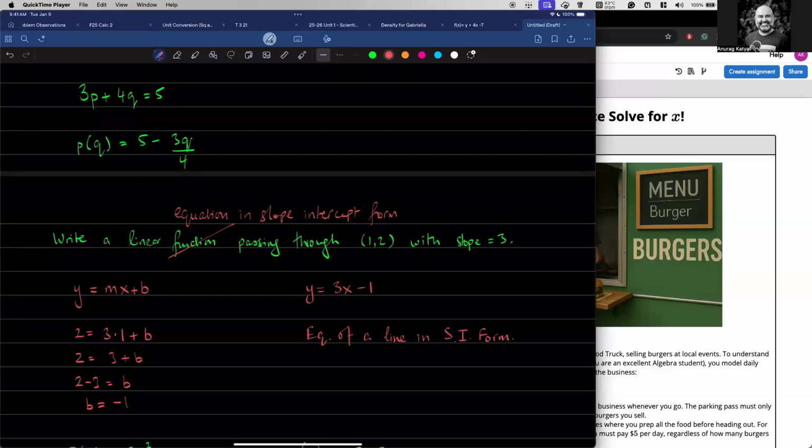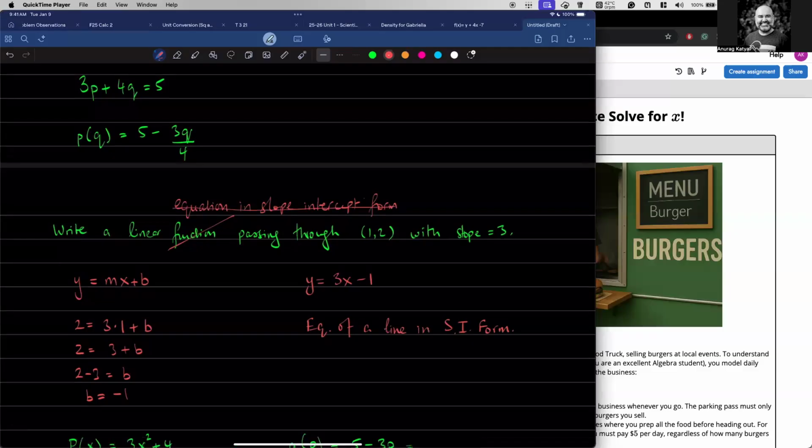Here's the new thing. What if I take this away and go back to the original question? Write a linear function, excuse me, passing through (1, 2) with a slope of 3. Would you do anything different from what I've already done in red? How would you answer this question at the end? Instead of y, what would you write? It's just a relabeling job.